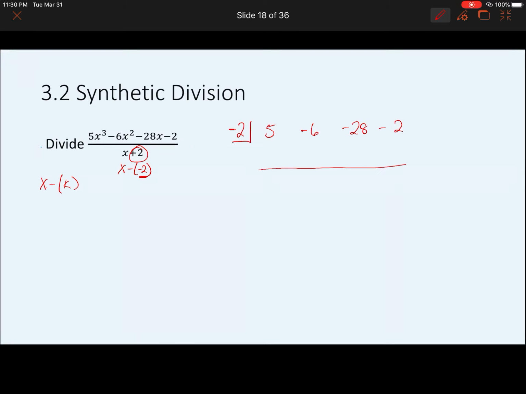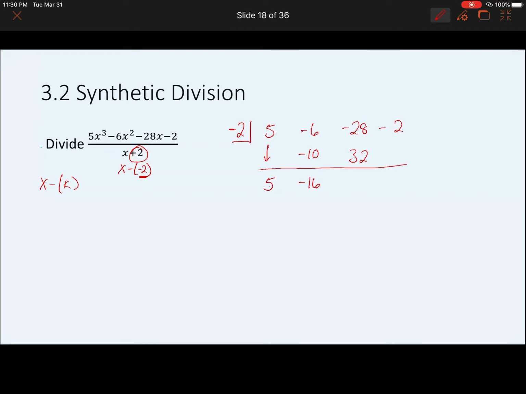And then, again, out to the side, we're going to have the coefficient of each of the other terms on the top. So we've got 5, negative 6, negative 28, and negative 2. And again, we still have every term: x cubed, x squared, x, and constant. So be careful, pay attention to that, because you don't want to miss a term. If you do, it's going to mess you up.